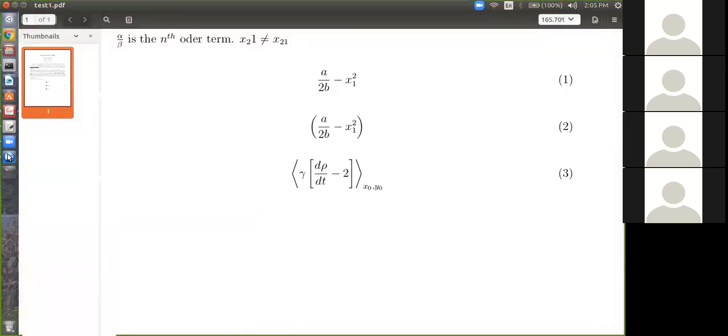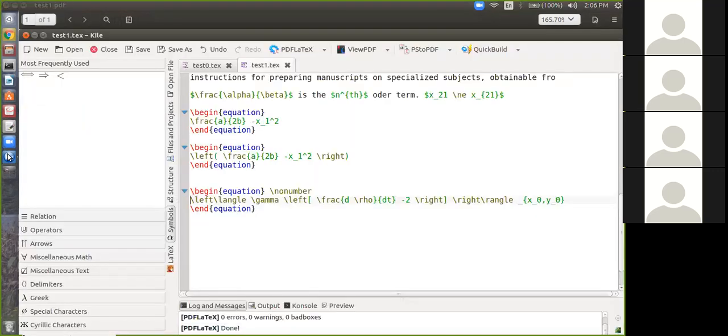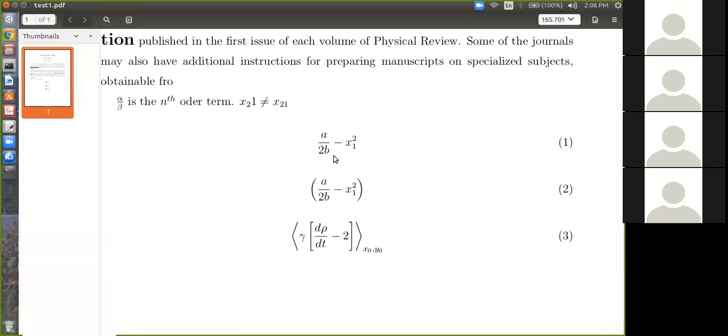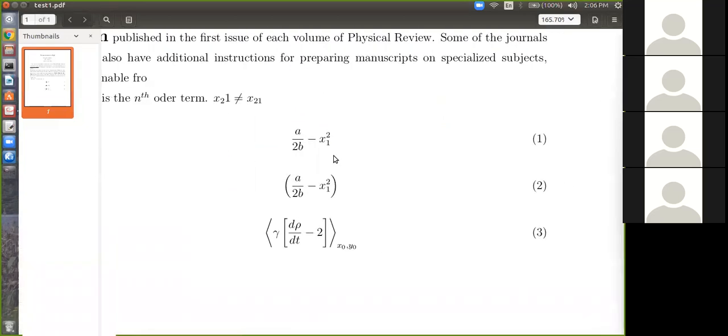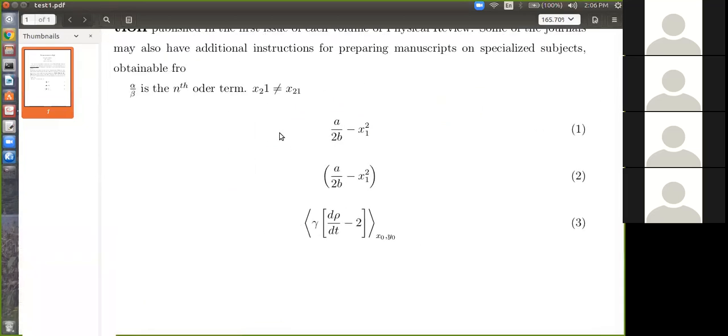Wait. Let me check again. Why is it so? It should not appear. I don't know.